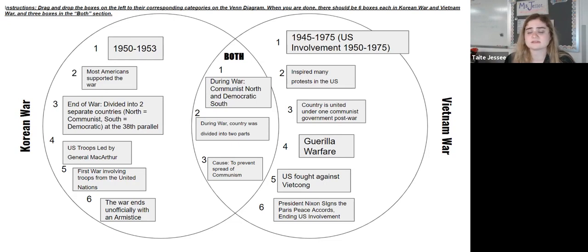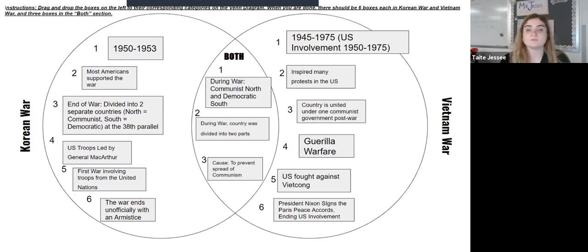Okay, another big difference, the Vietnam War inspired a lot of protests, and hopefully in your class with your teacher, you talked about counterculture and the hippie movement and students protesting the war. If you didn't, you should at least take away from this unit that the Vietnam War was highly contested. Okay, some people really disagreed with it. Most Americans, however, did support the Korean War. So the Korean War was not as controversial.